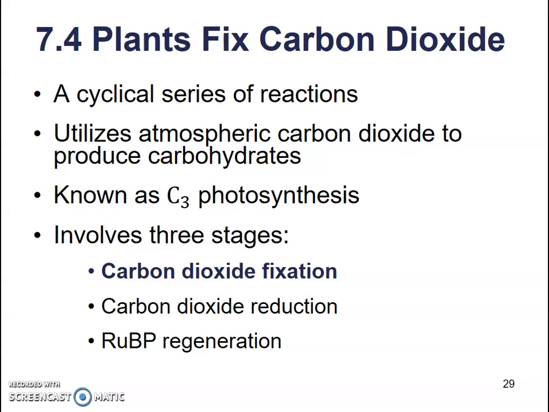Hi guys, let's see if we can finish off the chapter in the next 15 minutes. Let's start with section 4, plants fix carbon dioxide, a cyclical series of reactions that utilize atmospheric carbon dioxide to produce carbohydrates. It is known as C3 photosynthesis, and it involves 3 stages: carbon dioxide fixation, carbon dioxide reduction, and RUBP regeneration.